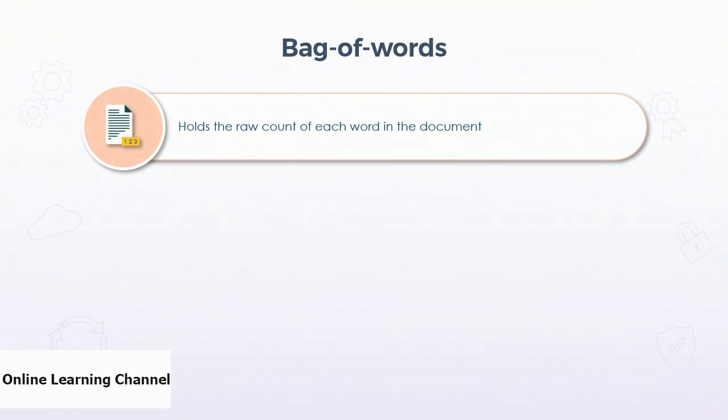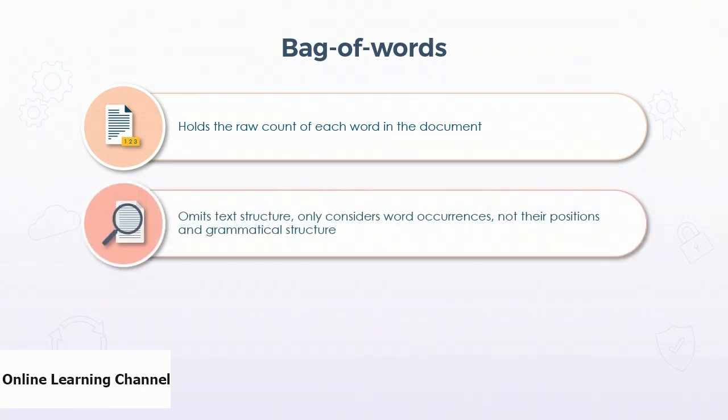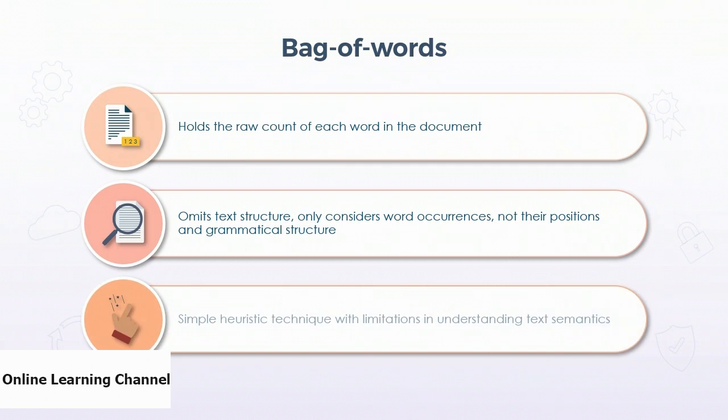The bag of words model holds the raw count of each word in the document. For example, if a word appears 4 times in a document, the feature vector will have a value of 4 in the position that corresponds to that specific word, thereby indicating the frequency of that word in the document. An important thing to note about this technique is that it converts the text document into a flat vector, which means that the original text structure has no value in this technique. In other words, this technique does not take into account the sentence structure, the word position, and the semantics. It is a simple and a heuristic technique, but has its limitation in understanding the semantic messaging of text.